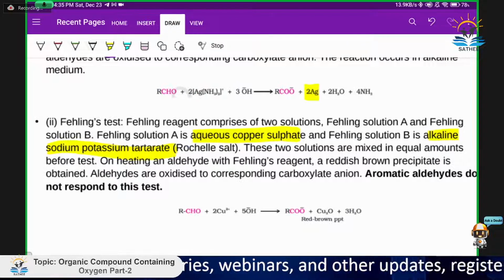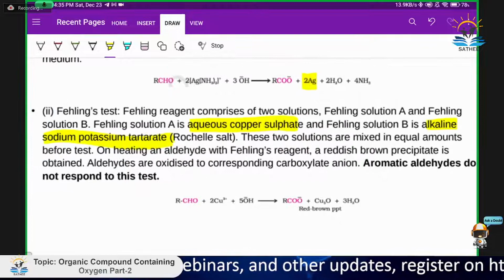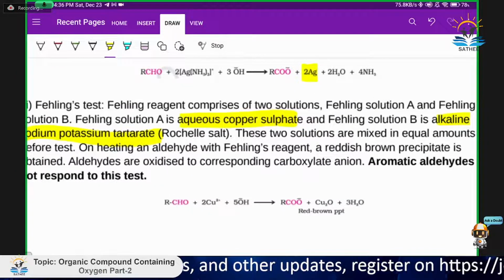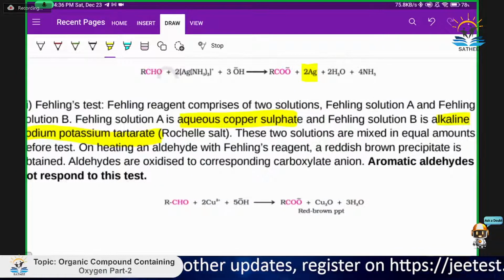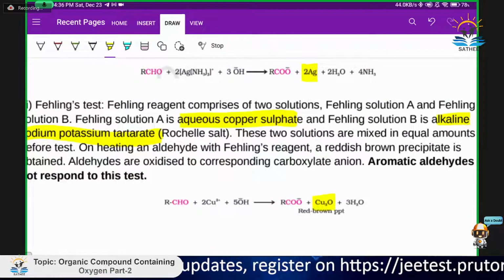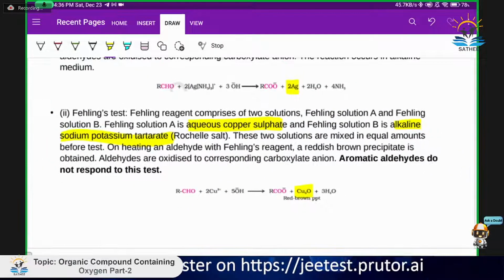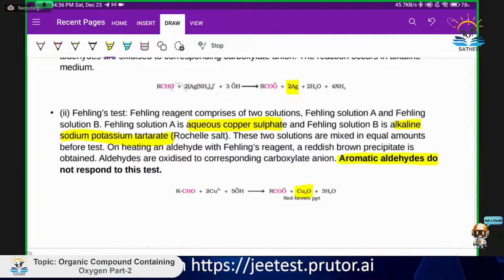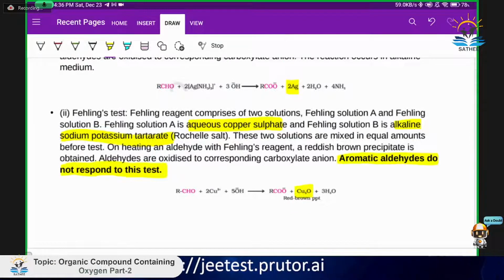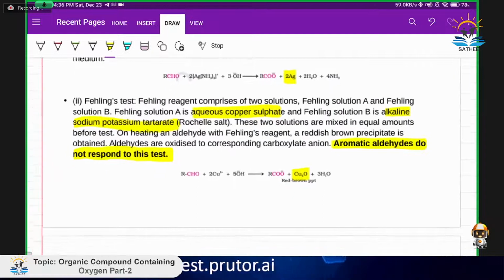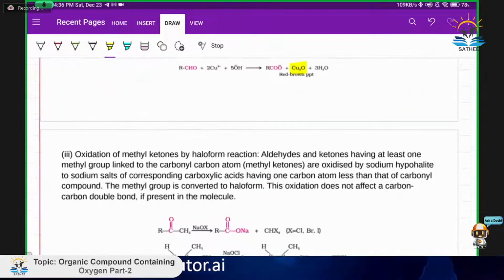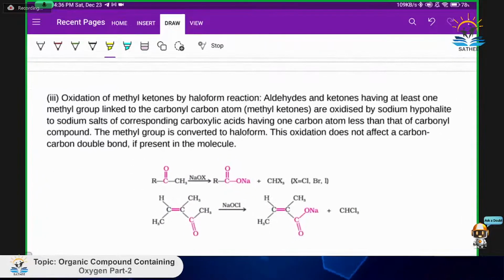So, if it is an aldehyde, we will get what? We get red brown precipitate. Ketones do not give this reaction. But you should also note that aromatic aldehydes do not respond to this test. Okay. The third test is haloform reaction.